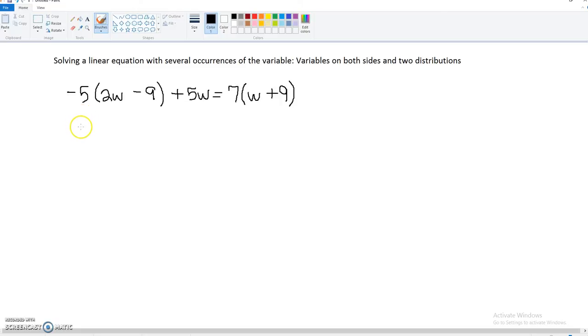Solving a linear equation with several occurrences of the variables on both sides, and two distributions. Okay, so we're going to, again, I like drawing that line down from my equal sign, just to make life better. And the first step, of course, is going to be to distribute all of your parentheses.